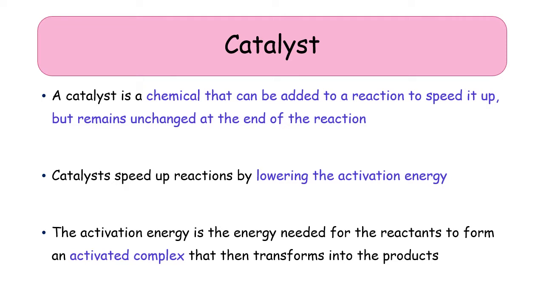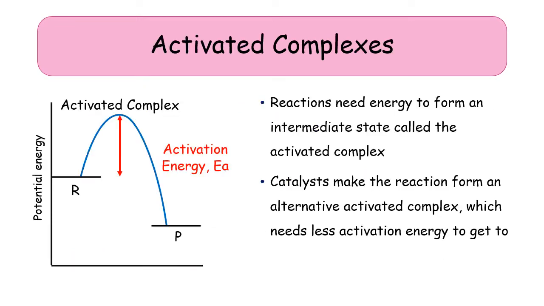And this activated complex is a sort of intermediate that forms in the middle of the reaction. And once it forms, the intermediate complex, or the activated complex, is what will transform into the product. So you give the reactants energy, they form an activated complex, and it's the activated complex that then turns into the products. And the activation energy is the energy needed to form that activated complex.